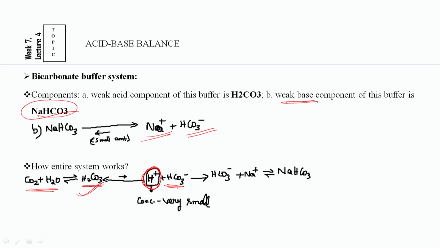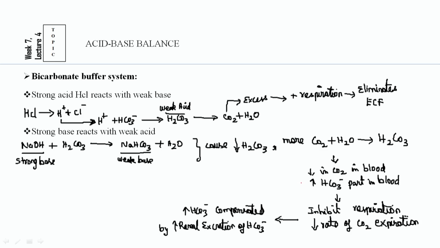So this bicarbonate ion will also react with the sodium and produce sodium bicarbonate. See, I told you there is a weak acid, H2CO3, and a weak base, that is NaHCO3. Both of them are present in this reaction. So this is how the bicarbonate buffer system works. You can see the relationship, right? It produces H2CO3, and simultaneously it favors the production of NaHCO3 also.